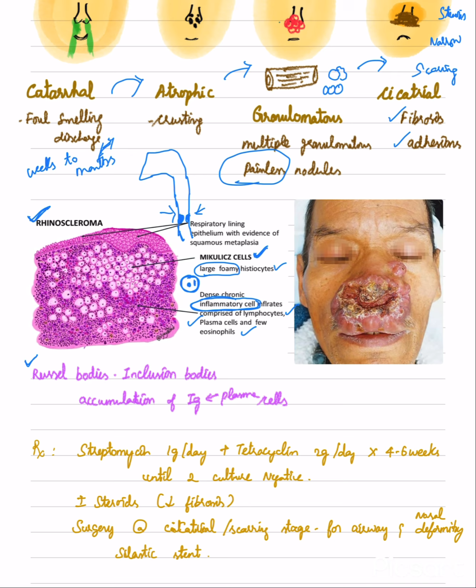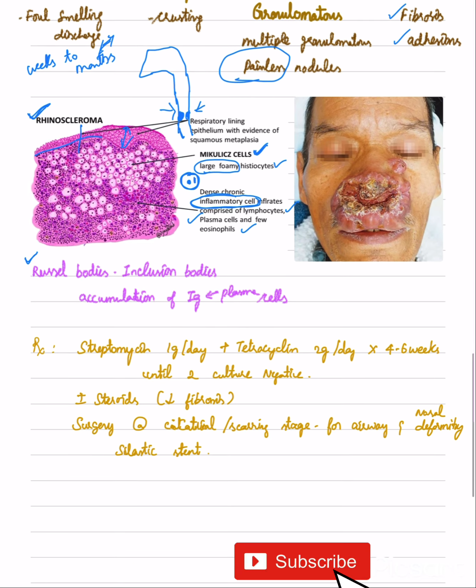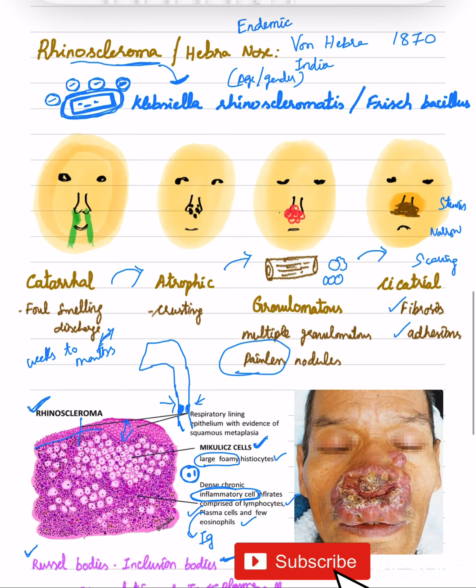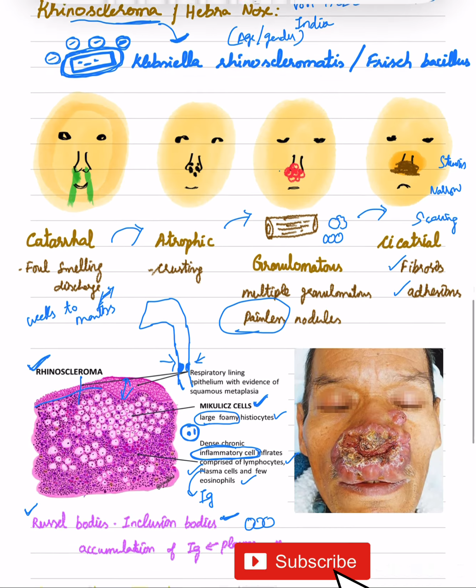And the normal respiratory epithelium shows squamous metaplasia because of this organism. Coming to the Russell bodies, which are nothing but inclusion bodies, the plasma cells produce immunoglobulins, and the accumulation of these immunoglobulins forms these inclusion bodies, which are eosinophilic inclusion bodies. Culture of the organism may also be helpful.